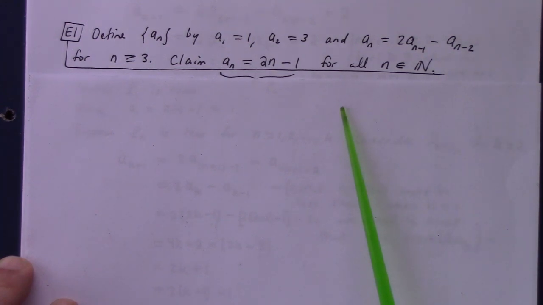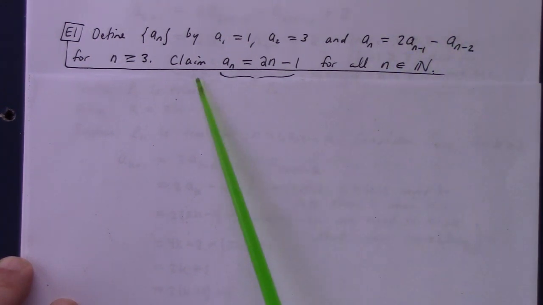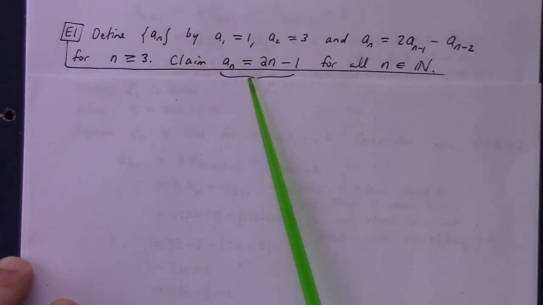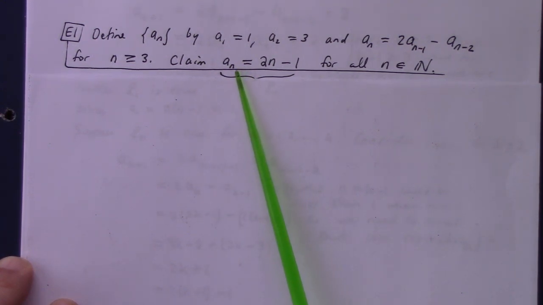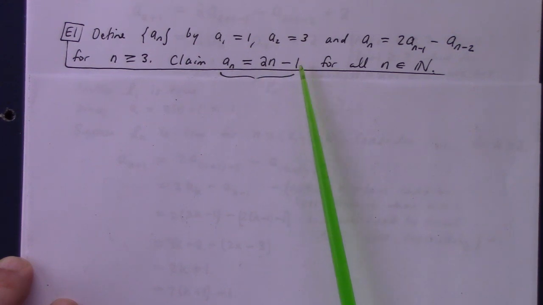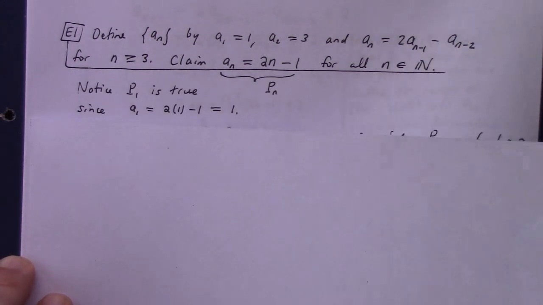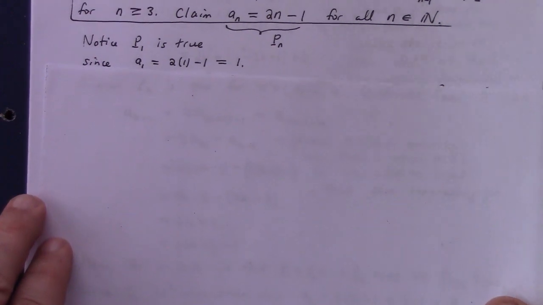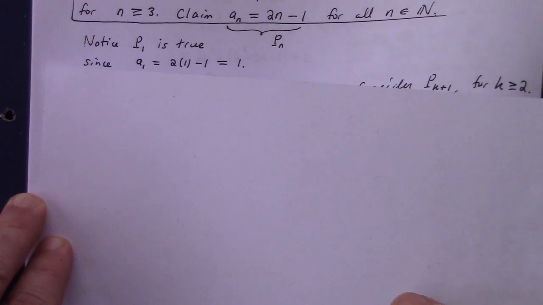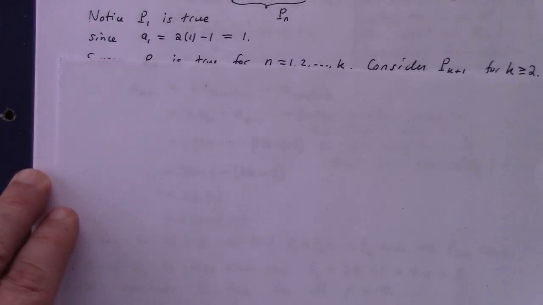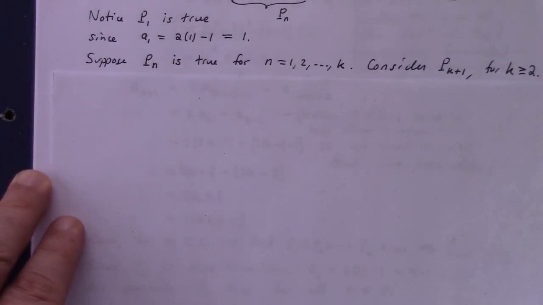All right, so this is the rule, though, for n greater than or equal to 3. The claim, and we're going to prove this by induction, is that a sub n is 2n minus 1 for all n in the natural numbers. All right, so we start out by noticing that P1 is true. And then we go ahead and notice that, suppose Pn is true for n equals 1 to k. I'm going to show you what goes wrong with doing that.